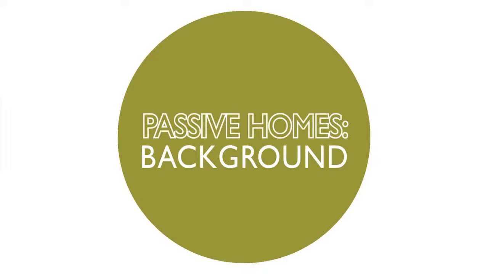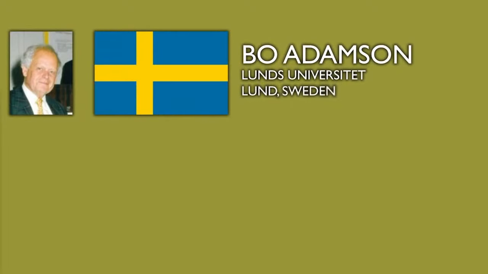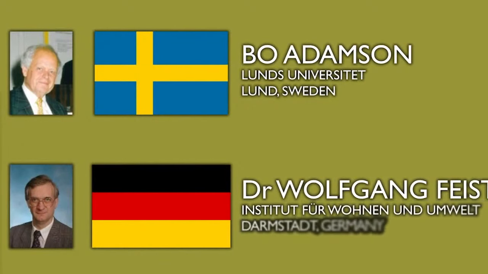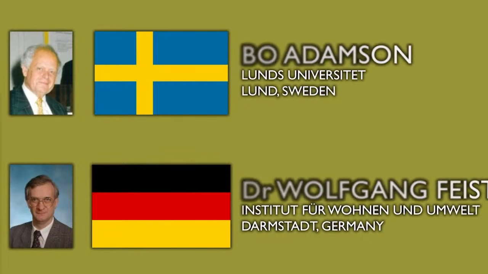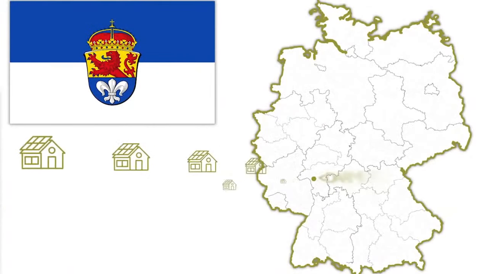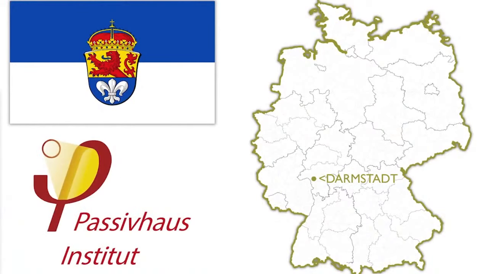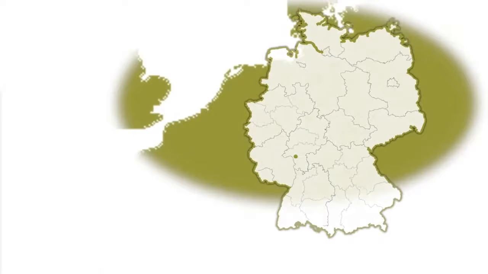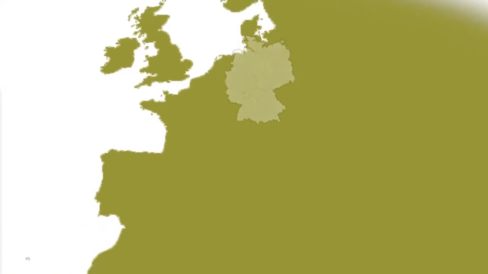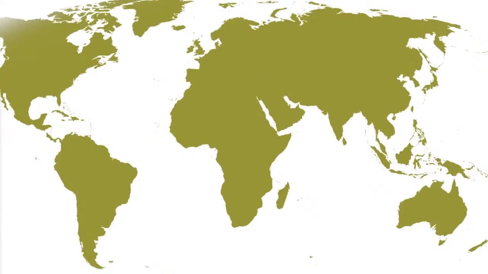The Passivehouse framework originated in the late 1980s, with ideas developed by Bo Adamsson of Lund University, Sweden, and Dr. Wolfgang Feist of the German Institute for Housing and the Environment. These research projects led to the construction of several experimental homes in the German city of Darmstadt. Building on these early 90s experiments, Dr. Feist founded the Passivehouse Institute in 1996, with the aim of developing and refining this concept and ultimately promoting its use around the world. From the first projects outside of Germany in the early 2000s, Passivehouse certified buildings can now be found all over the world.